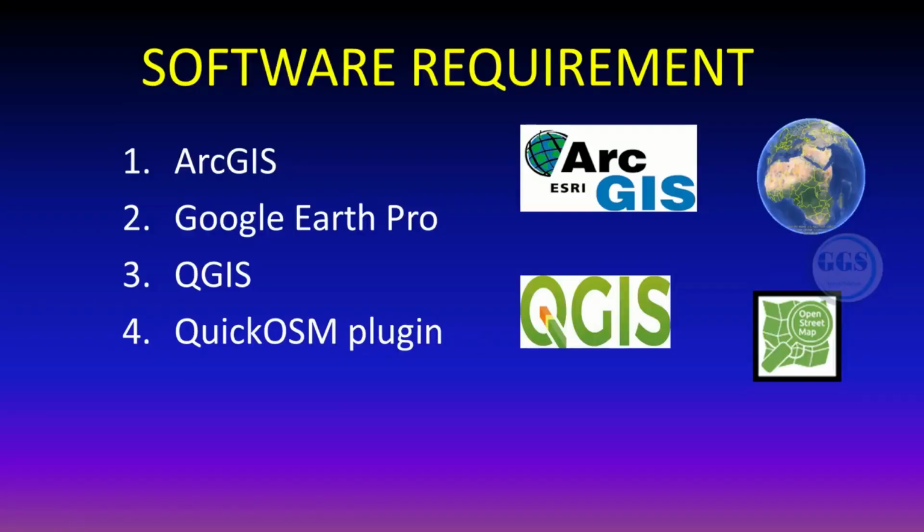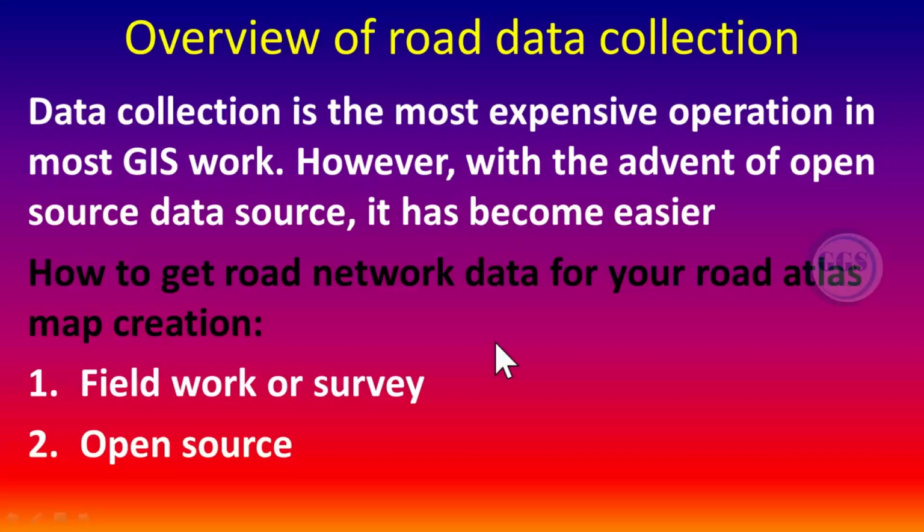In this video, we are going to use a series of software. Number one, we are going to use ArcGIS. Then number two, we are going to use Google Earth Pro. We are going to use QGIS, and we are going to use the QuickOSM plugin. So let's quickly see an overview of raw data collection.